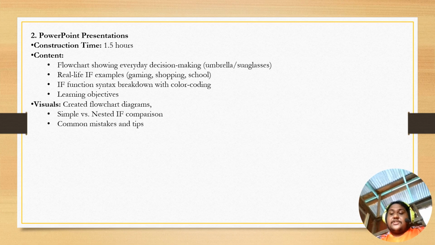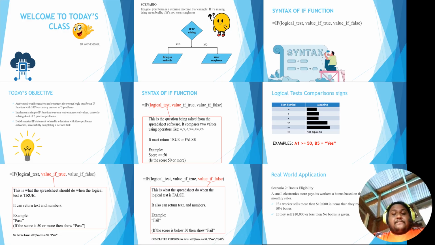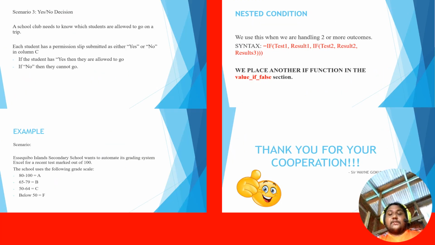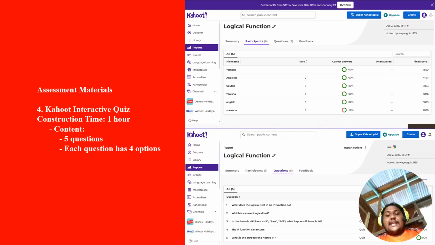Now the PowerPoint presentation broke down the IF syntax used in everyday decisions like bringing an umbrella if it rains. It also introduced nested IF for multiple outcome scenarios. As you can see, the PowerPoint file that was created. Then lastly, to end this lesson off, there is a 5 question Kahoot that reinforced logical tests, comparison operators, and nested function structures. As you can see there, we have the questions and the students who participated in each.